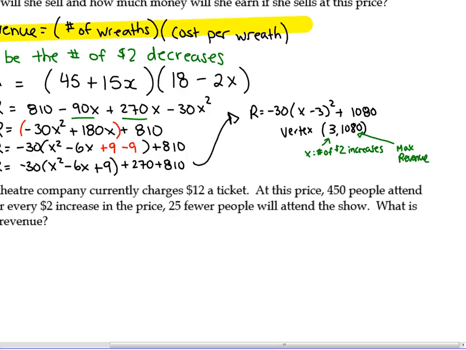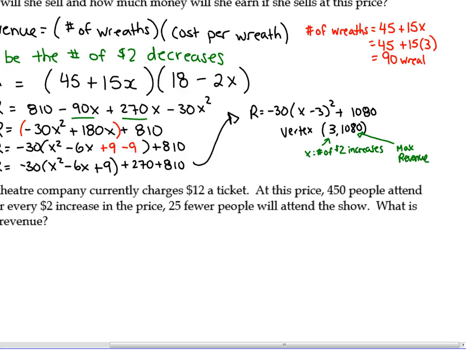The revenue equals the number of wreaths times the cost per wreath. What was the number of wreaths? We said the number of wreaths was equal to what in terms of X? 45 plus 15X. And so X is actually equal to 3. So the number of wreaths we're going to sell would be how many? 45 plus 45, or 90 wreaths. Okay, so I can ask you how many wreaths.